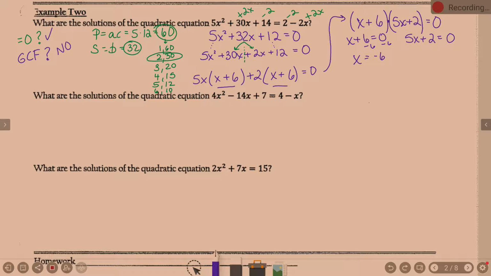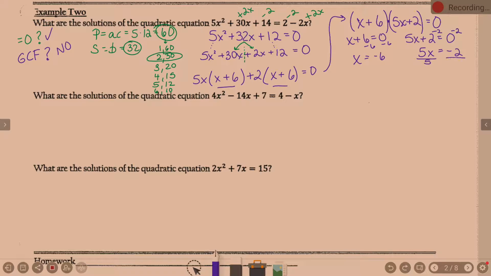What about if it's 5x plus 2? First of all, subtract 2. If it's 5x plus 2, we're going to do the opposite and subtract 2. The 2 minus 2 cancels. What is 0 minus 2? Negative 2. And then, am I done? Do I just say negative 2? Divide by 5 and you get x equals negative 2.